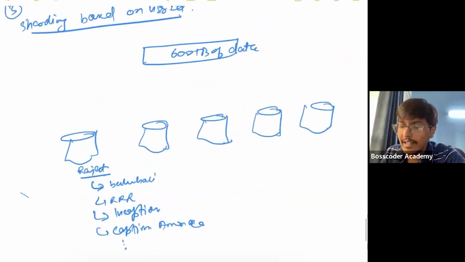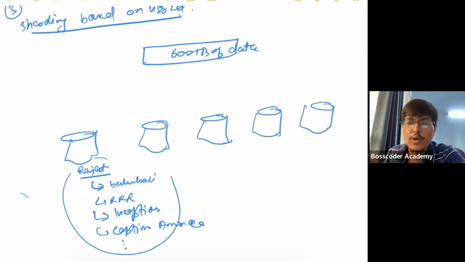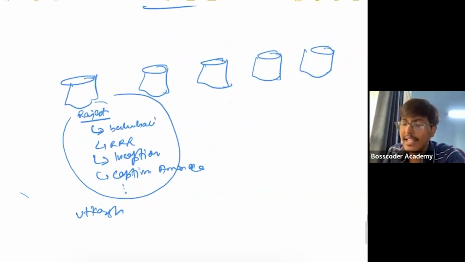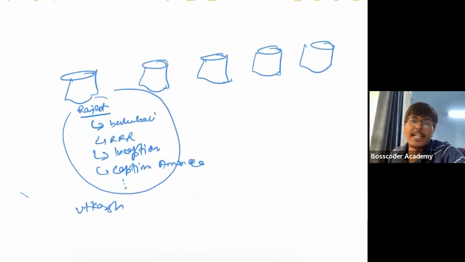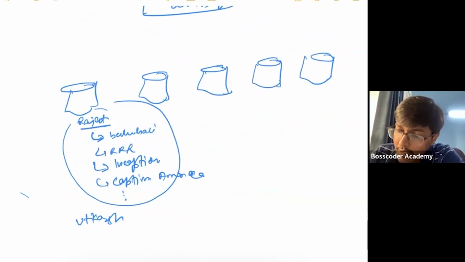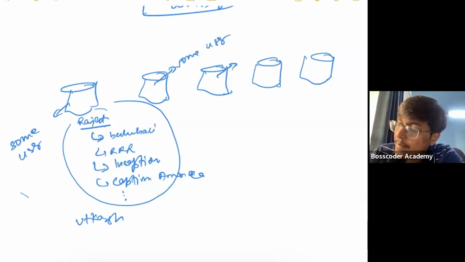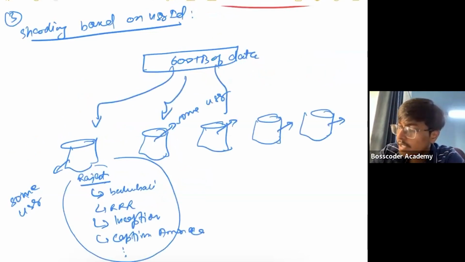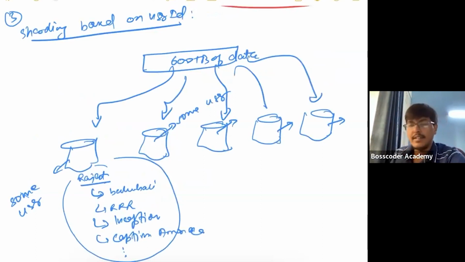Now all those data will be stored here, for Rajat and for other users as well. I am not saying one DB will store one user's data. One DB might be storing thousands of users' data, right? But you are dividing based on user. So some users will be stored here, some here, some here, some here. Does this make sense? Now you are dividing this data based on user. Is this clear?